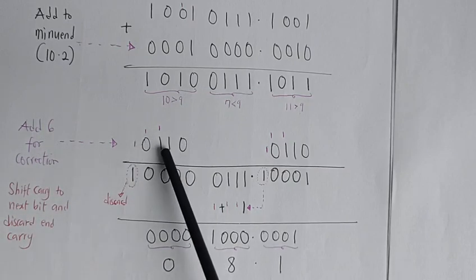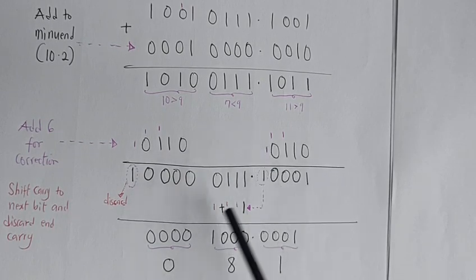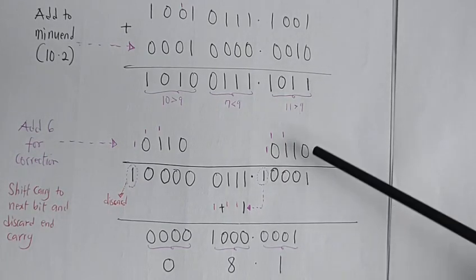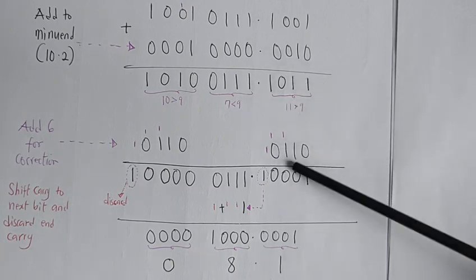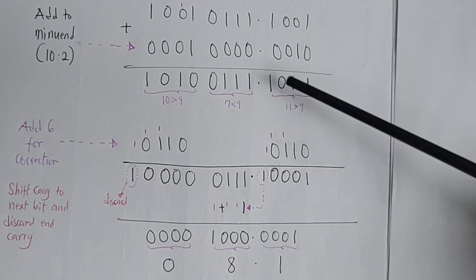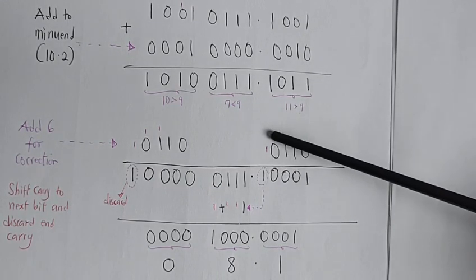So we have 0 1 1 0 and 0 1 1 0. So this is 6. Now let's carry out this operation. Let's start from the right hand side. We have 1 plus 0, it's 1. 1 plus 1, 0, with a carry of 1. Now this one is indicated here. So 0 plus 1 is going to be 0 with a carry of 1. Now this one is indicated here.